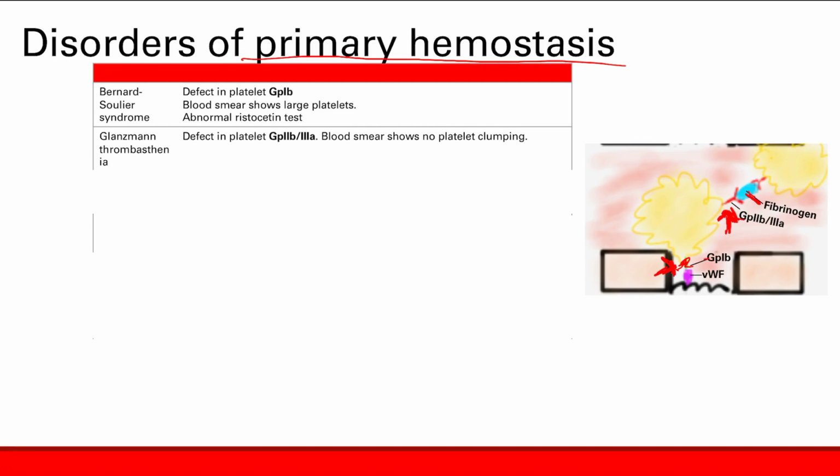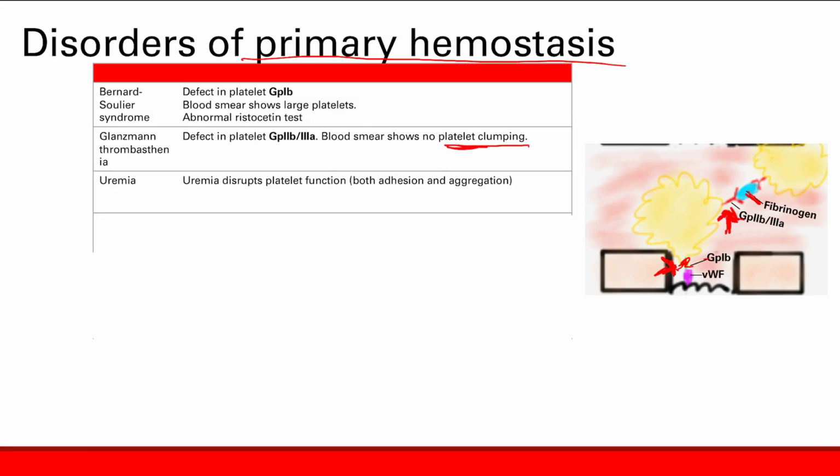So what's going to happen is you're going to see a blood smear that shows no platelet clumping. Platelet clumping is just basically aggregation of platelets. Finally, uremia. Uremia just disrupts platelet function, impairs those, blocks both adhesion, which was right here, and aggregation, which is over here. Okay, so that's uremia. So these three.